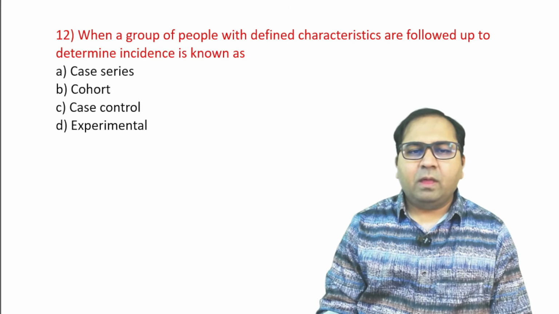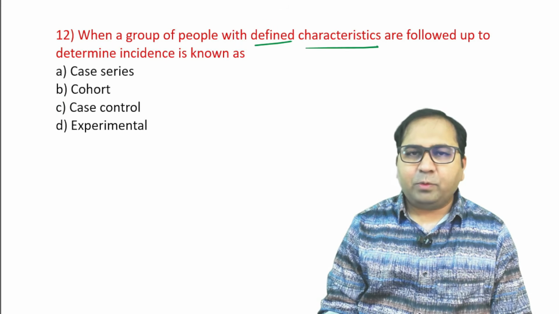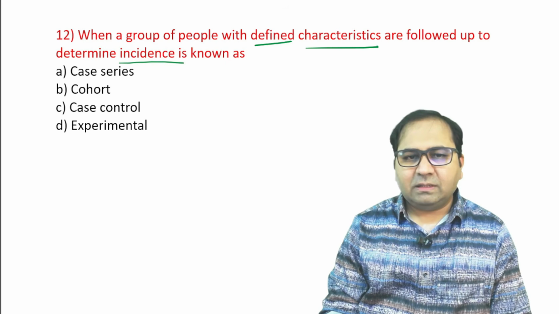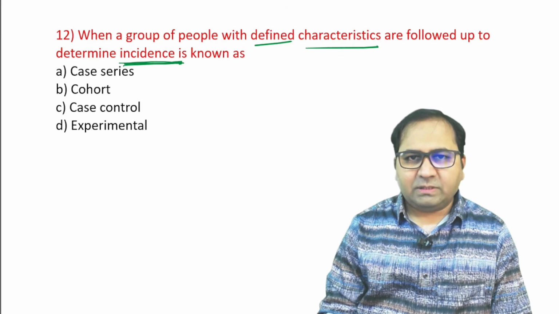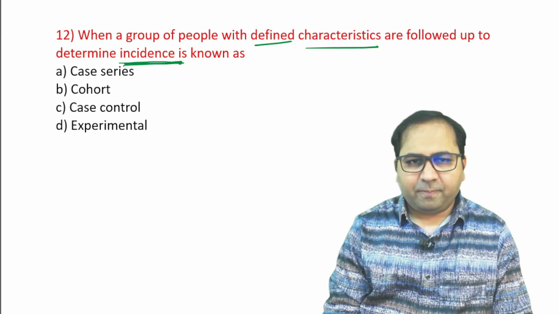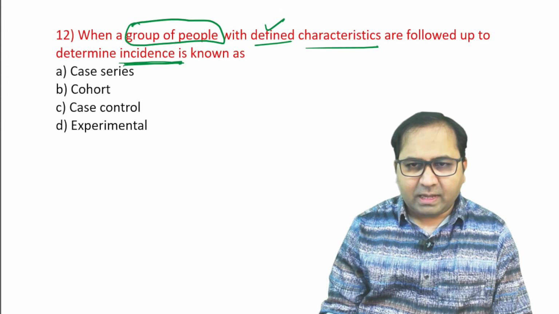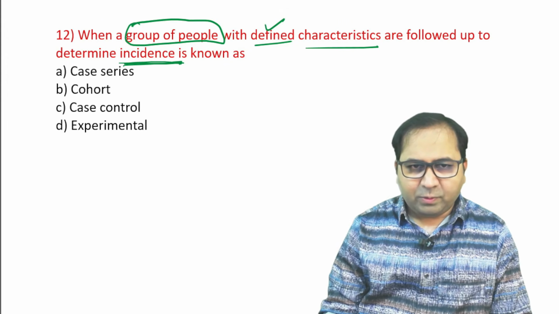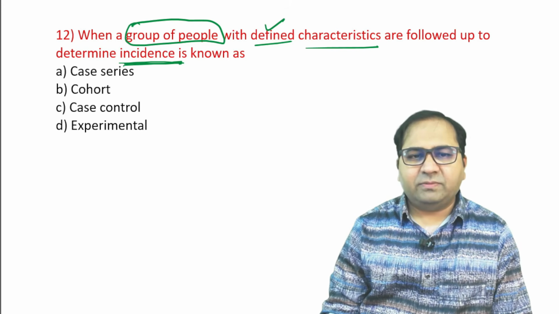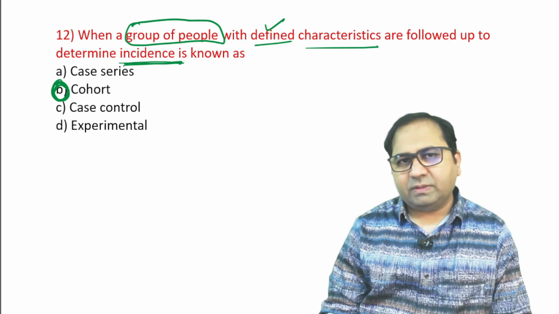Next question. When a group of people with defined characteristics are followed up to determine the incidence, it is known as what? Options are A, case series, B, cohort study, C, case control study, or D, experimental study. We have a group of people with defined characteristics followed up to determine the incidence. The answer is very easy. It is cohort study.